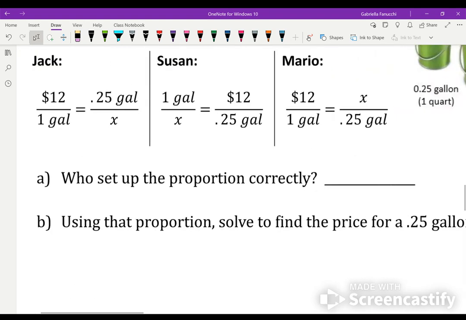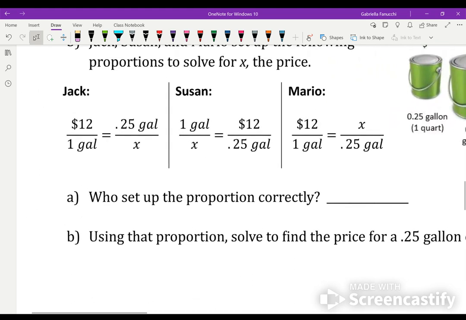So first off, $12 is for 1 gallon, and we want to know what 0.25 of a gallon is going to cost. So whenever you're setting up proportions, your ratios need to be equal. Okay, meaning that on top, it needs to be money, money. Bottom, gallons, gallons, whatever you're talking about. So if I look here, this is money, but this is money. Okay? So they're not across each other. That's not good, right?